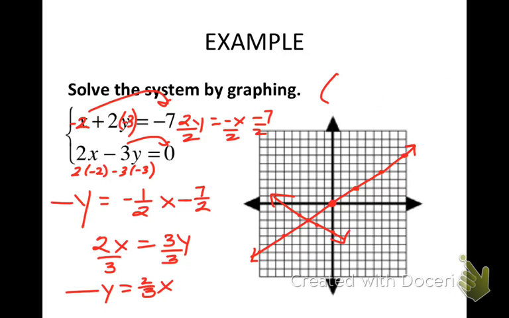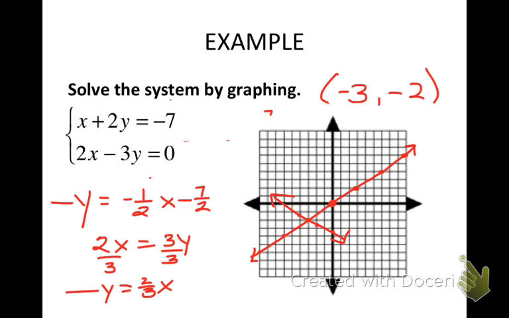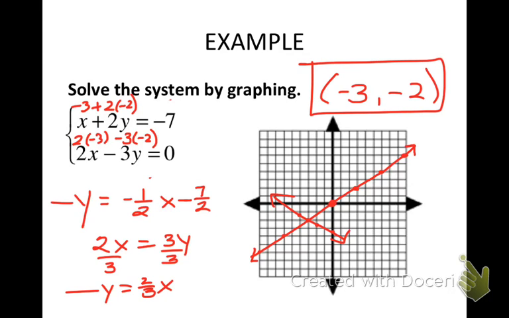See? That's why it's good to check your work, huh? See if that makes it work out. So if we do negative 3 plus 2 times negative 2, does that get us negative 7? Yes. 2 times negative 3 is negative 6, so plus 6, yep, that would get you to 0. That looks a little bit better. So that would be our solution. Okay? So graph them, see where they intersect.